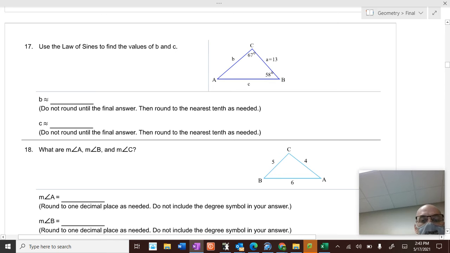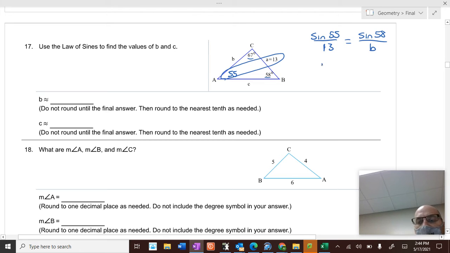Okay, now we get to the slightly more difficult ones, the law of sines, the law of cosines. Okay, if this is 67 and this is 58, that means this is 55 because there's 180 degrees in a triangle. So the law of sines deals with opposites. So I say the sine of my angle 55 over its opposite side 13 equals, if I want to find b, then I take the sine of the angle opposite of it, sine of 58 over b.